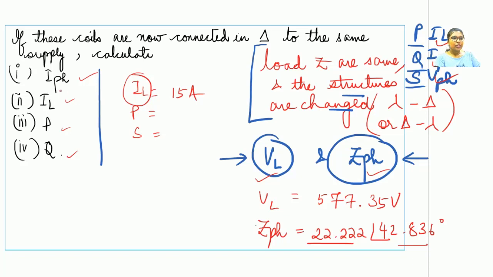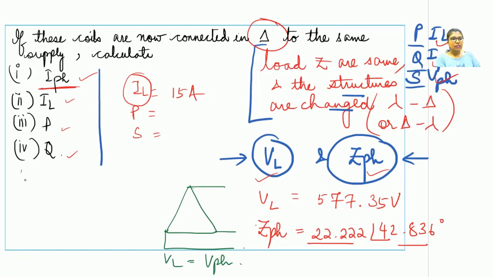So in order to find out I phase, the first bit says to find out I phase. In order to find out I phase, one must figure out what is the value of V phase. Now this is a delta connection, so draw a delta connection for the reference. For a delta connection, VL is equal to V phase. So what will be the value of V phase? It is 577.35 volts. Now could you see the difference over here? When these coils were connected in star, the value of V phase was not 577.